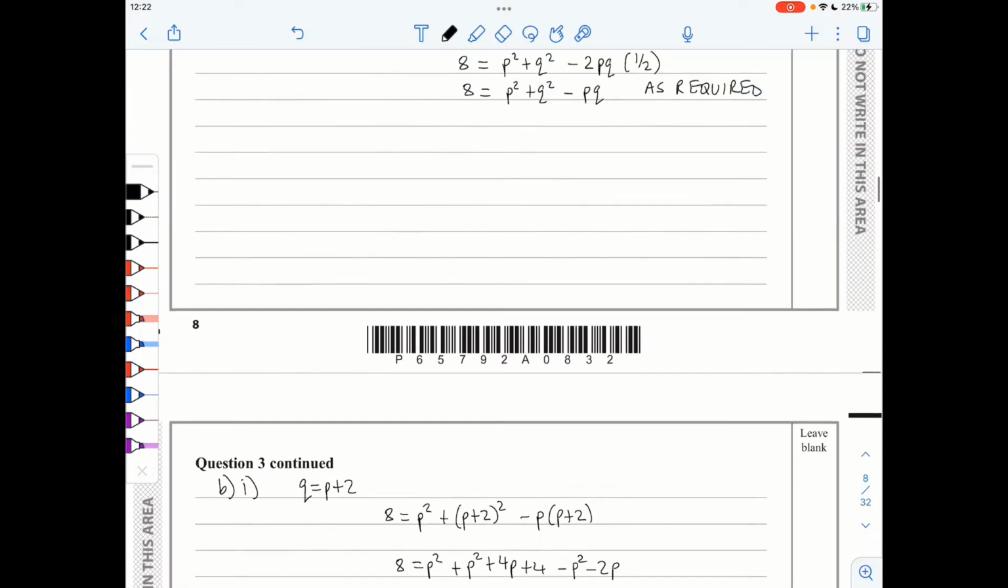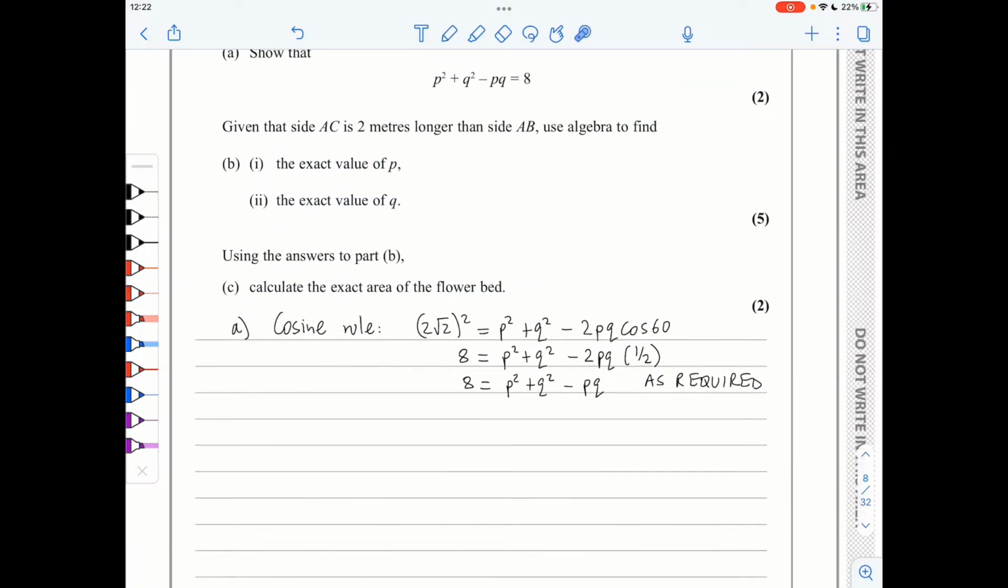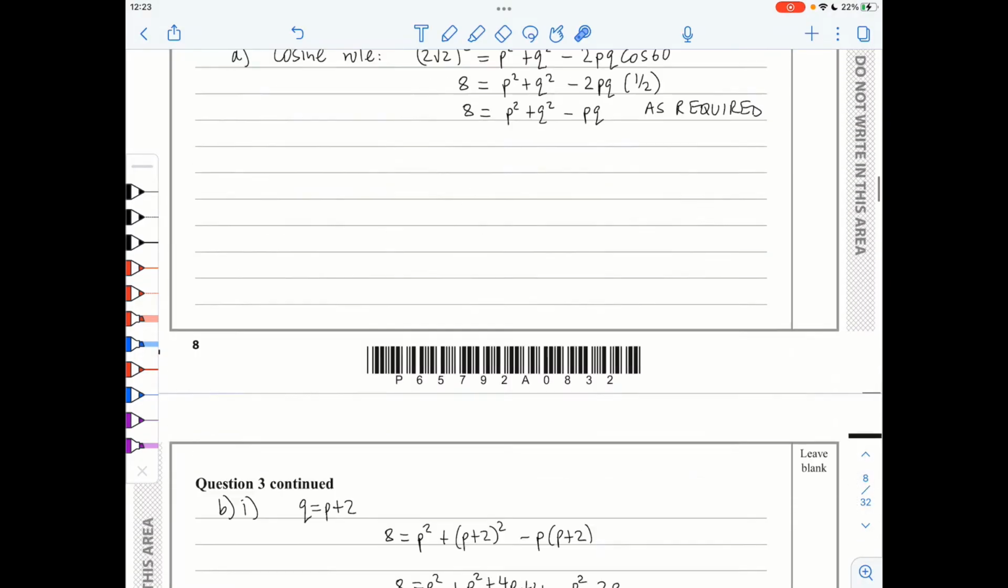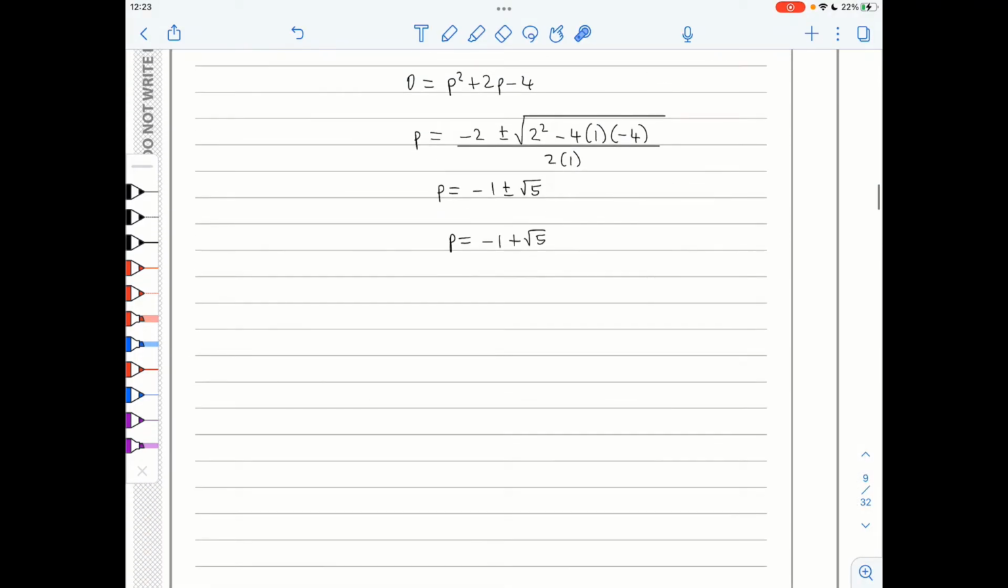If you look at the question once more, you would see that they were asking for the exact value of p. So they expected a single value given in exact form. And then for q, I'm going to use the fact that q is p plus 2. So it's minus 1 plus root 5 plus 2. So it's 1 plus root 5.